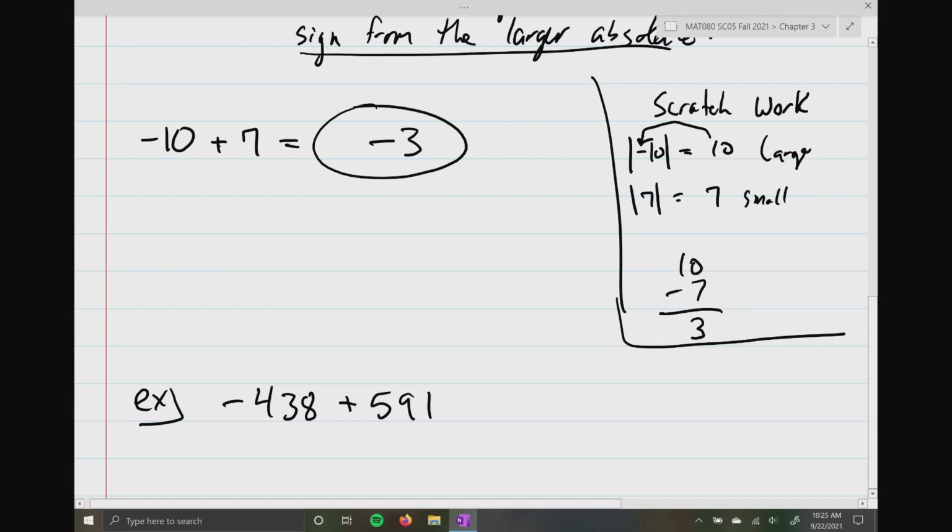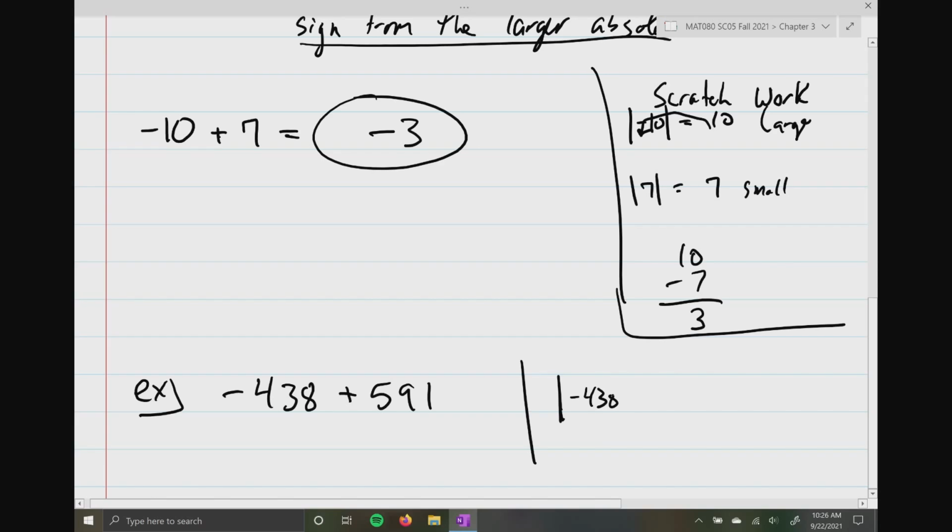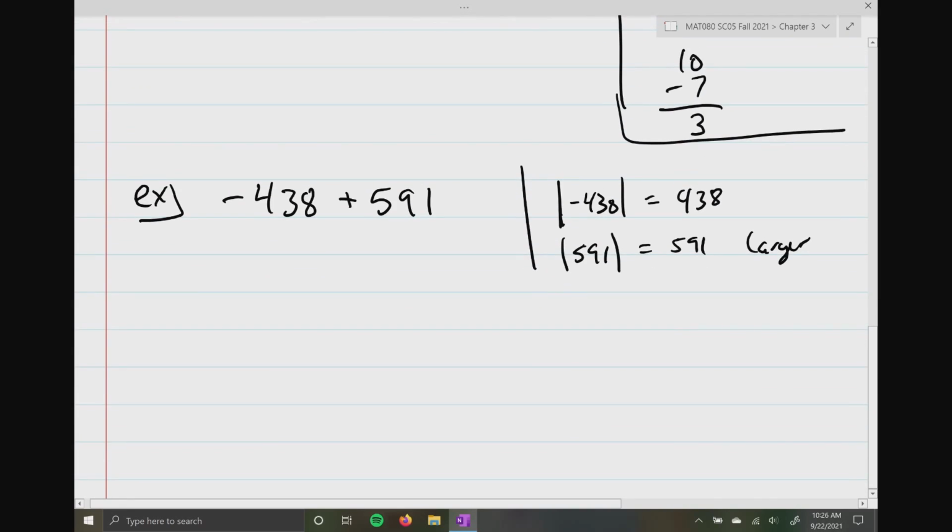For example, if I look at negative 438 plus 591, I'm going to go ahead and apply my technique. I know the signs of the numbers are opposite. So I'll find the absolute value of each of them. 591 is definitely larger than 438. So I'm going to subtract the smaller from the larger. In other words, 591 minus 438. So here I'm going to have to borrow. That turns into an 11. That turns into an 8. 11 minus 8 is 3. 8 minus 3 is 5. 5 minus 4 is 1.